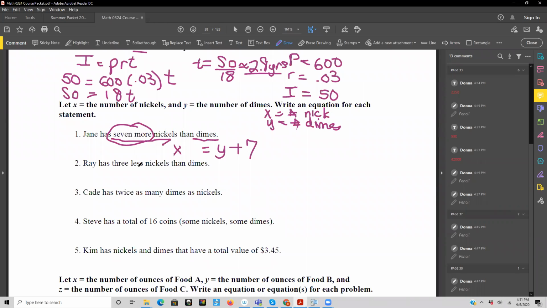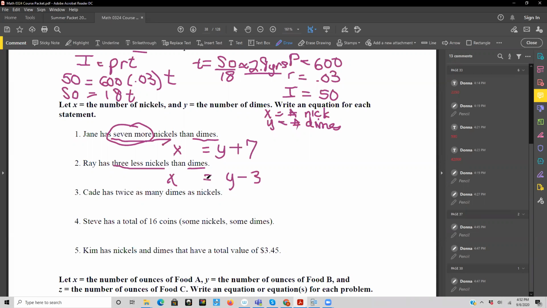All right. Ray has 3 less nickels than dimes. Nickels are X, dimes are Y. 3 less nickels than dimes. So his nickels are less. So if I take the dimes and subtract 3 off, that would be the number of nickels. Okay, and again, if you have 4 dimes, they have 1 nickel, and that's exactly what I want to do.